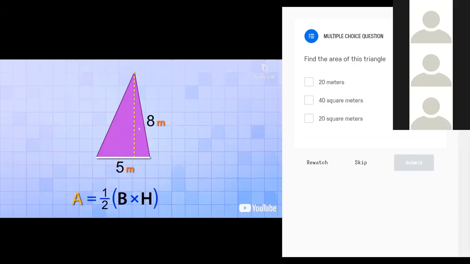20. Yes. So if you look over here, we have 2 answers though. So Chantel, based on what we've been learning, is it going to be just 20 meters or is it going to be 20 square meters?